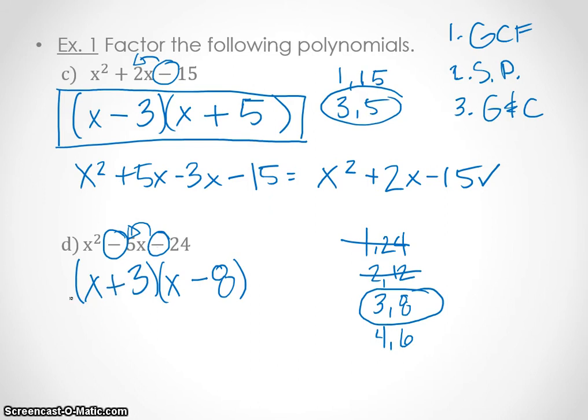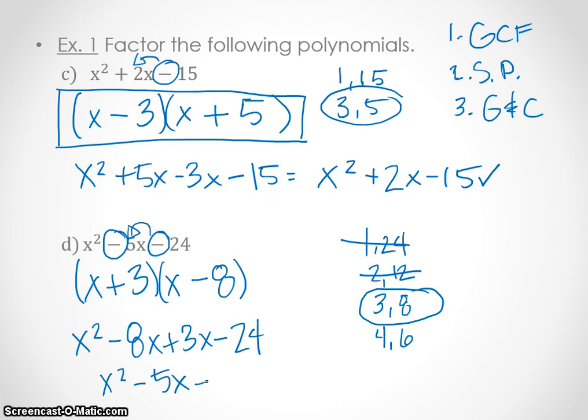So let's FOIL out and let's see here. So x times x is x squared. X times a negative 8 is a negative 8x. Positive 3 times x is a plus 3x. And a positive 3 times negative 8 is a negative 24. And then when we combine these middle two guys here, we get x squared, negative 8x plus 3x is a negative 5x, and then minus 24. That's what we started with.